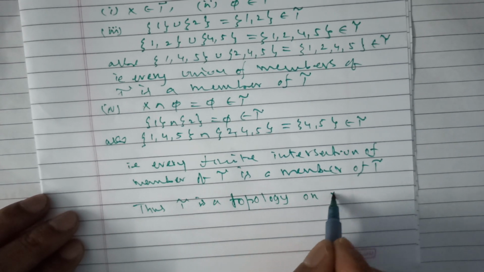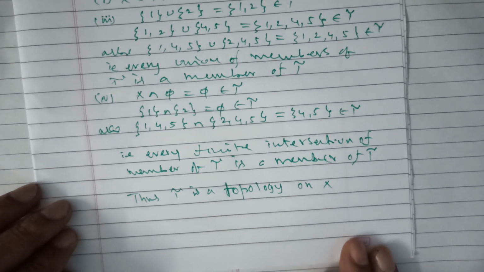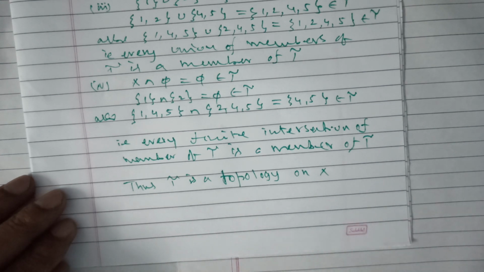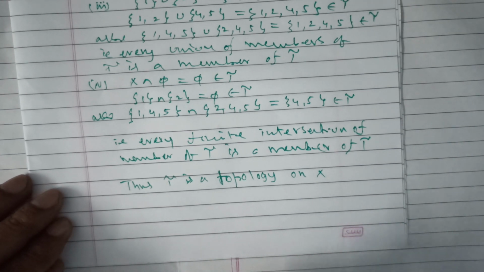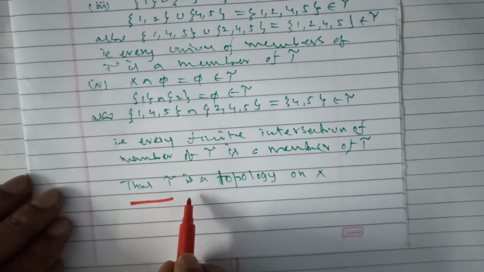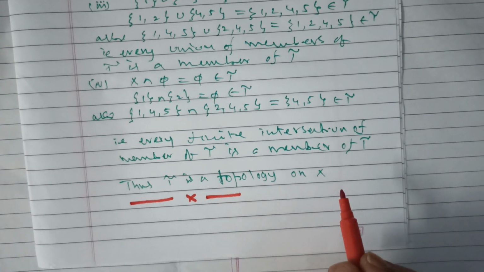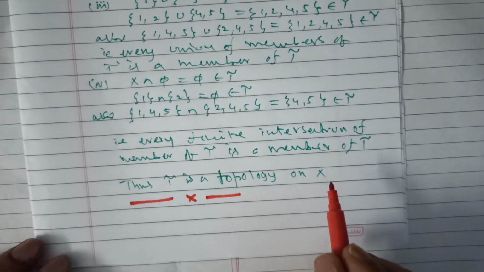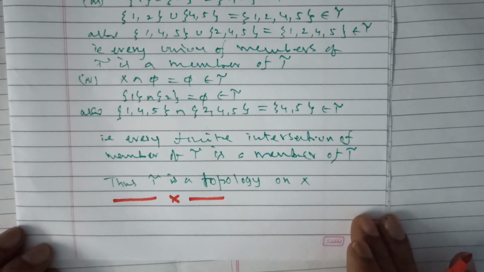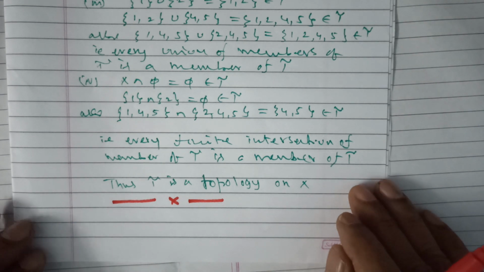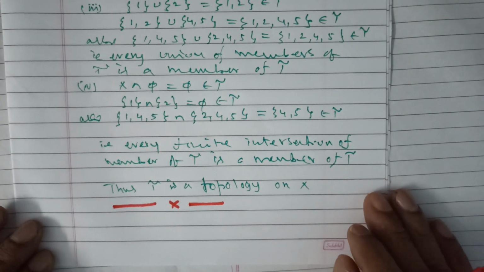on X. So A question is not a topology on X, whereas B is a topology on X. So you have to go through this once again to show that the given tau is a topology on the set X. So thank you very much. We can see in the coming classes.